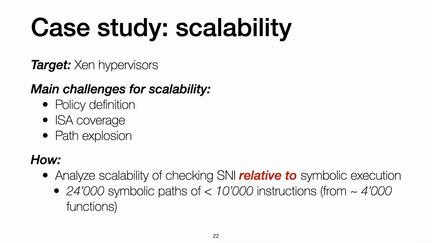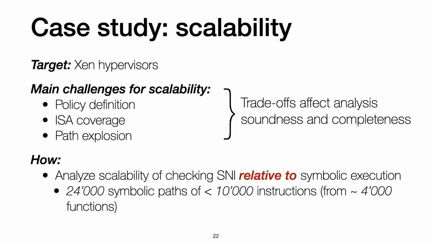As a second case study, we analyzed SPECTECTOR scalability. As a target, we used the codebase of the Xen hypervisor. We found several challenges in scaling SPECTECTOR to such a large codebase. Among them, the main challenges were first, obtaining realistic security policies, next, supporting a large fragment of the ISA, and finally, the path explosion problem due to inherent limitations of symbolic execution. To anyway run SPECTECTOR on the full Xen codebase, we made several trade-offs that affected our soundness and completeness. We have an in-depth discussion of these limitations in the paper.